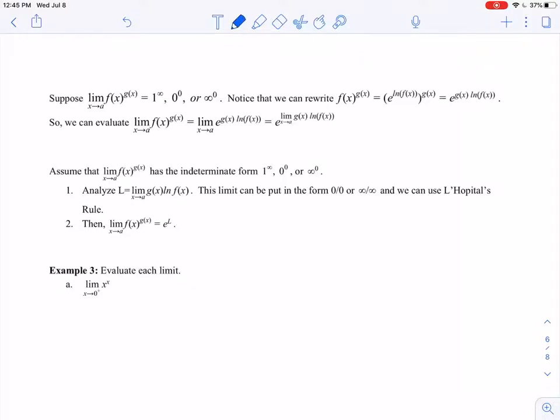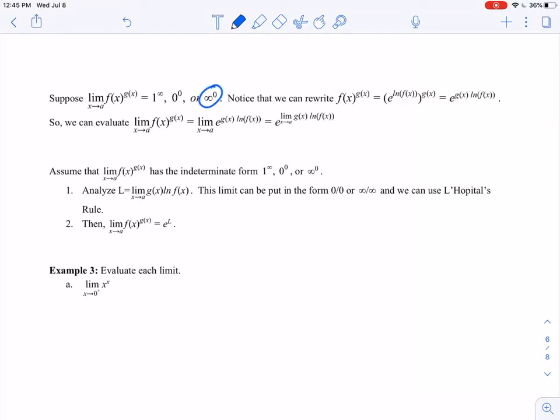The last few types of indeterminate form that we're going to talk about here end up as 1 to the infinity power, 0 to the 0 power, or infinity to the 0 power. 1 to the infinity power, I don't know if that's necessarily 1. 0 to the 0, 0 to any finite power is 0, but anything to the 0 power is 1. So is it 0 or is it 1 or is it something else?